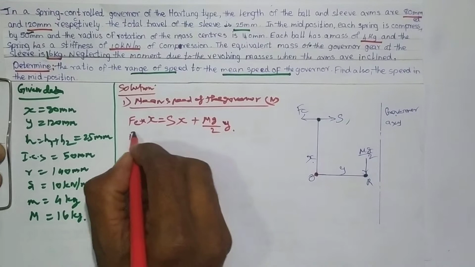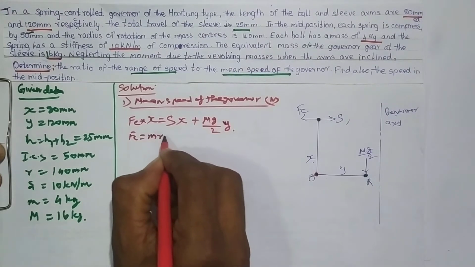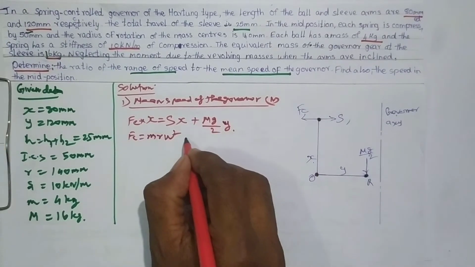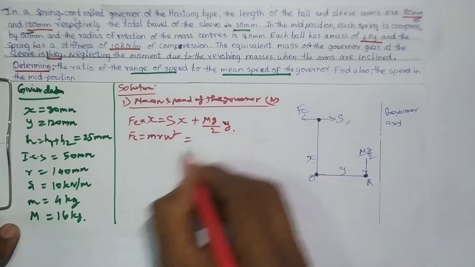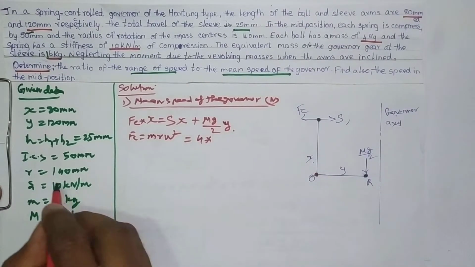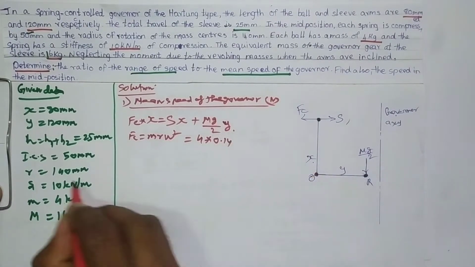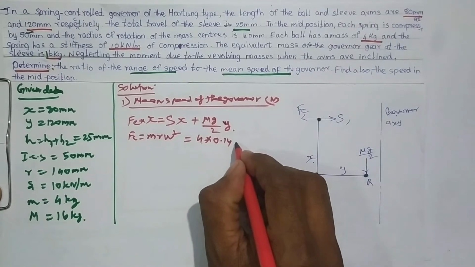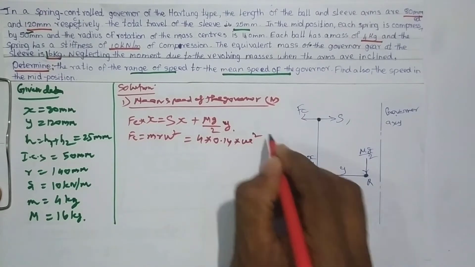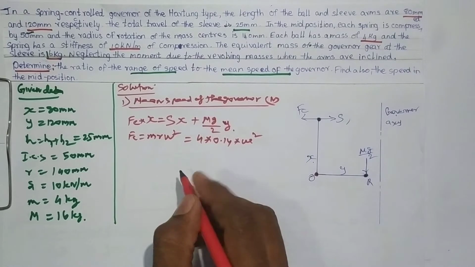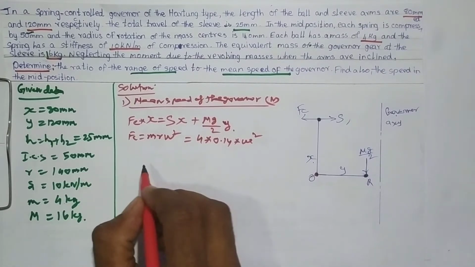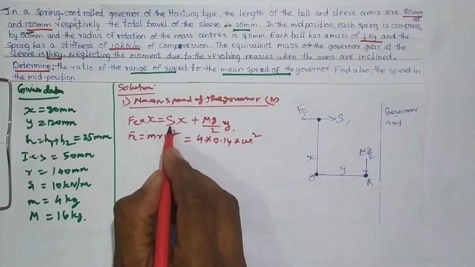So what is Fc? Fc is equal to m r omega square. Here m you know is 4 kg, r you know is 140 mm, that is 0.14 m. Then omega square you don't know yet. Next you find out the S. How do you find out the S?